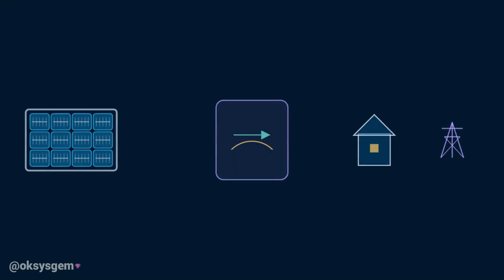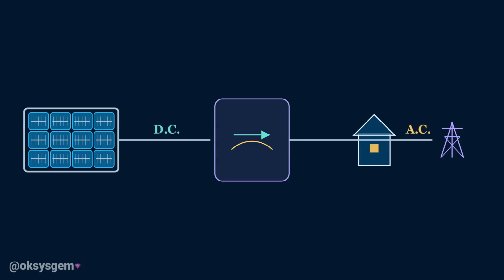The electricity produced by a solar panel is direct current, or DC. Electric charge moves mainly in one direction. Batteries also supply direct current. Most homes and electrical grids, however, operate using alternating current, or AC. The direction of charge flow repeatedly reverses.